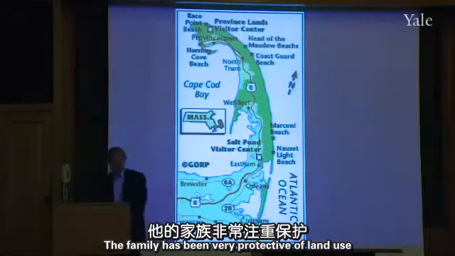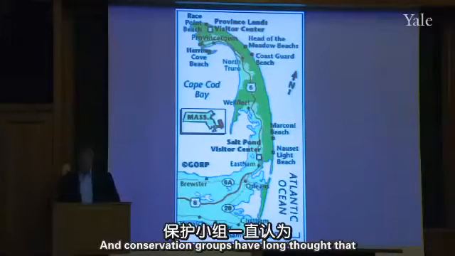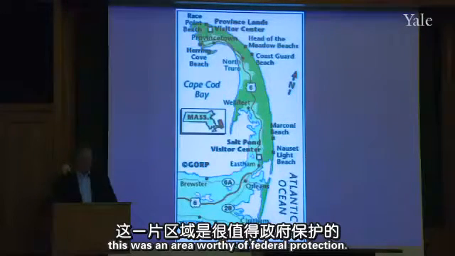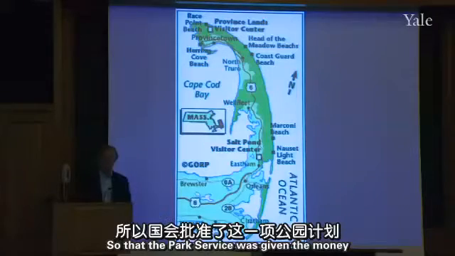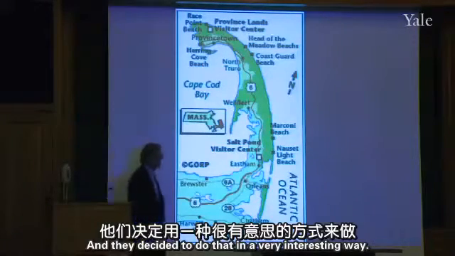The family has been very protective of land use and development on Cape Cod, and conservation groups have long thought that this was an area worthy of federal protection. So the Park Service was given the money and the authority by Congress to go in and buy up the land on Cape Cod, or part of the land on Cape Cod. And they decided to do that in a very interesting way.